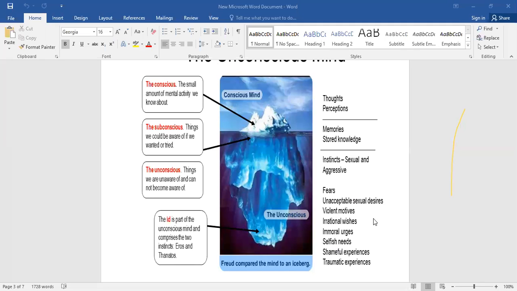Number one, fears are in the unconscious mind. Unacceptable sexual desires are there. Violent motives are there. Irrational wishes are there. Immoral urges are there. Immoral urge means id, right? Selfish needs are there. Shameful experiences are there. And painful experiences are there in the unconscious mind.